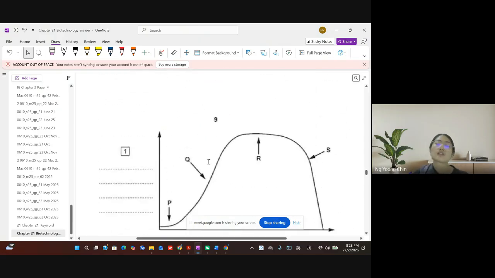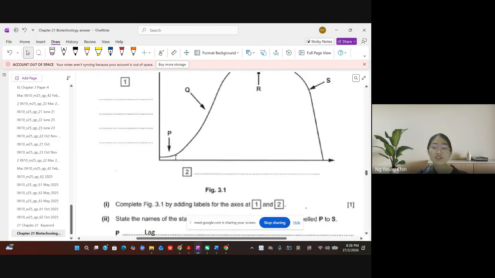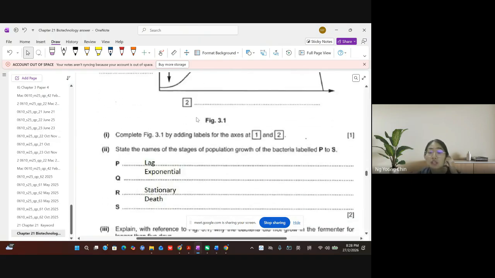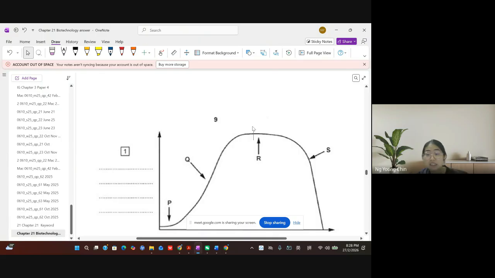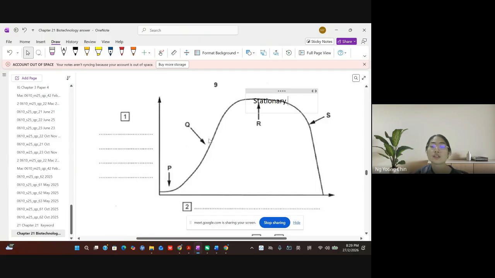Okay, and then this is the phase, PQRS. So starting from here is the lag phase, exponential phase, stationary phase, and then number 5 is death. Okay, death.